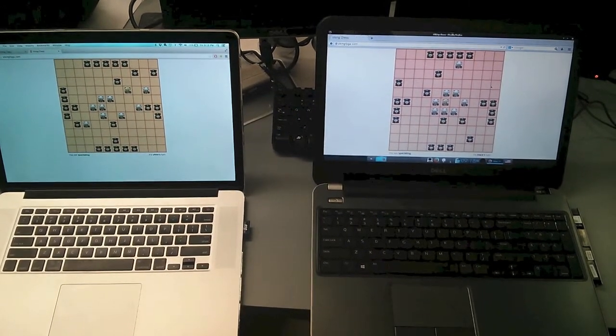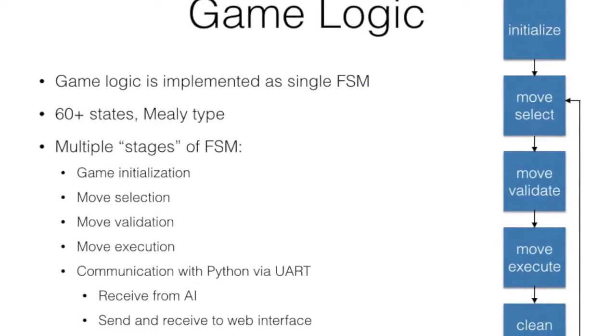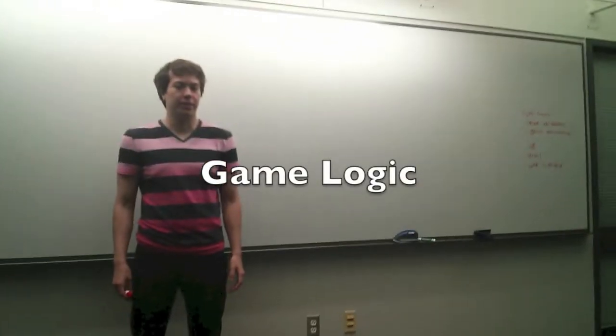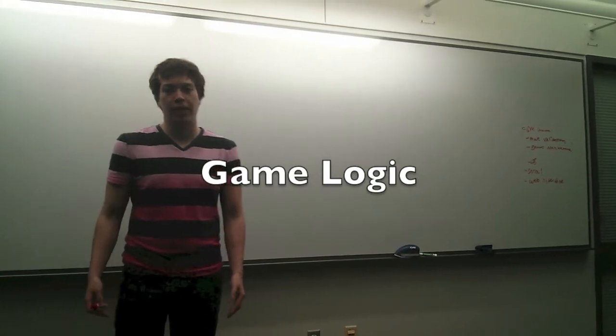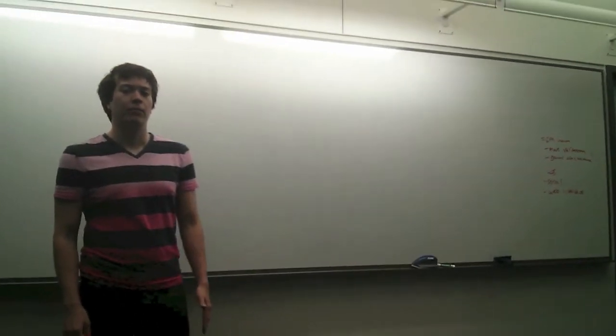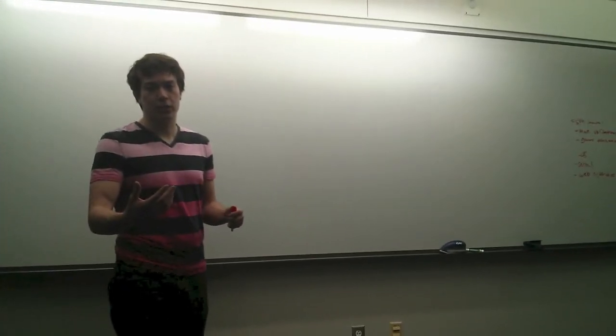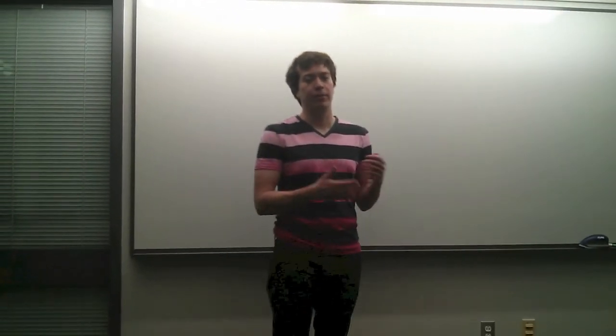Here's a little bit of an overview of the game logic. And I'm going to talk in more detail about that now. A single finite state machine that's composed of a bunch of different other state machines within it. And our game basically goes through a loop of starting with initialization, and then we go into the loop of allowing for move selection, then move validation, and then if the move is valid, then we perform that move, and then we have to do a little bit of cleanup.